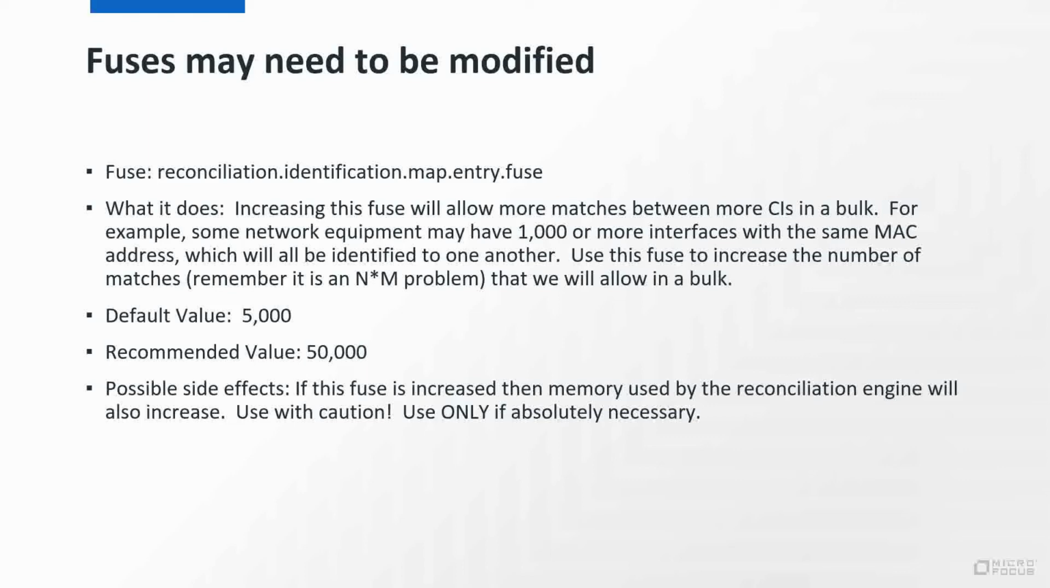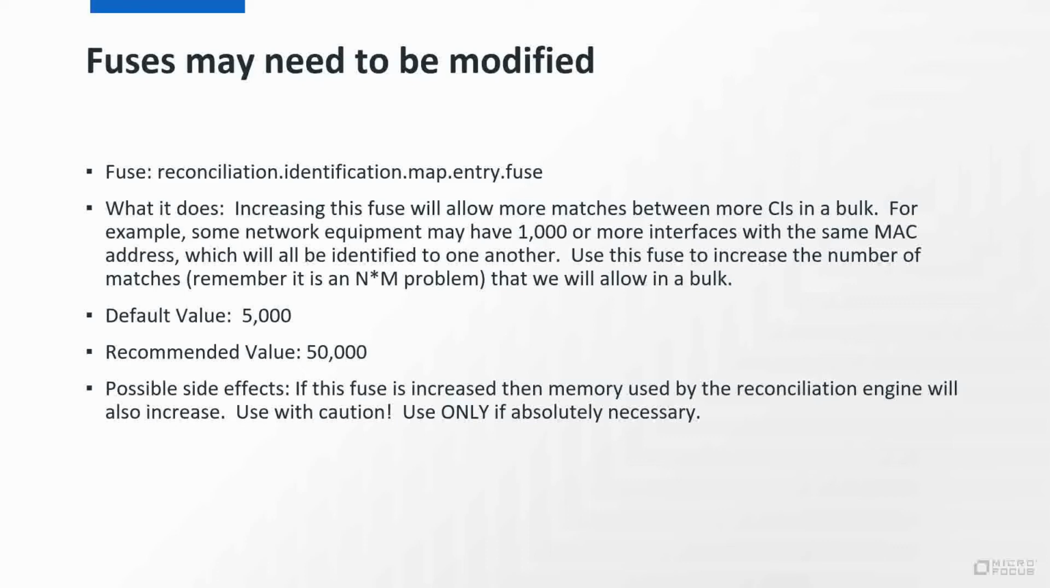It's important to take a look at the data that you're sending rather than increase this fuse. Once again, the default value is 5,000, recommended maximum 50,000. The memory used by the reconciliation engine will increase, and the time that you take to insert those CIs will vastly increase. So it will slow down the push, it will slow down the insertion of data, and it could use tons of memory. This one is really not to be messed with.